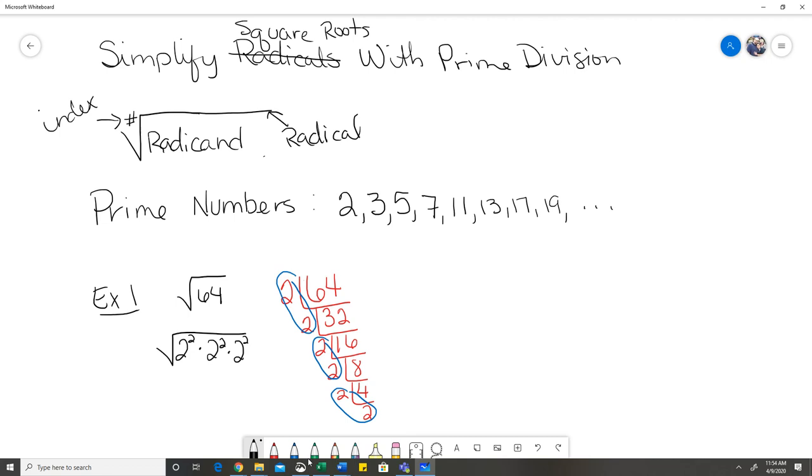Now, if I'm looking for the square root of a number, and there is a number that is being squared under that square root, then the square root and the square kind of cancel each other out. So really what I have here is 2 times 2 times 2. When I multiply those together, I get 8. So the square root of 64 is 8. We know if we do 8 times 8, we get 64.